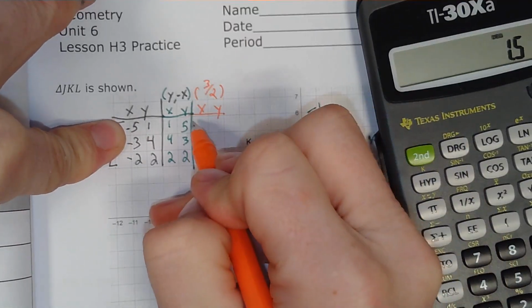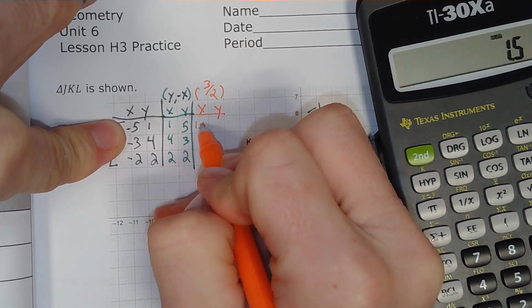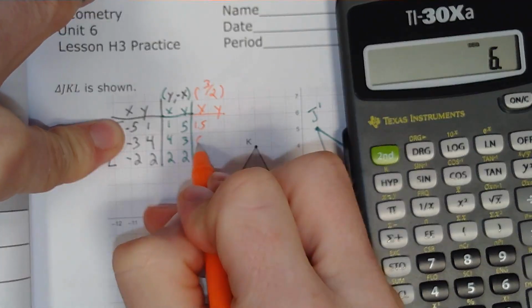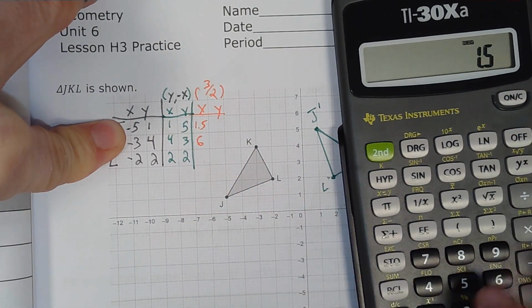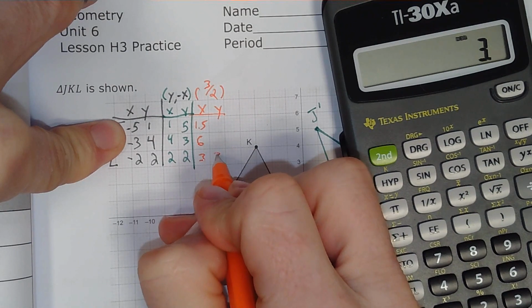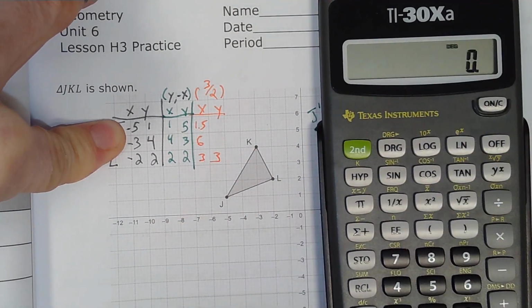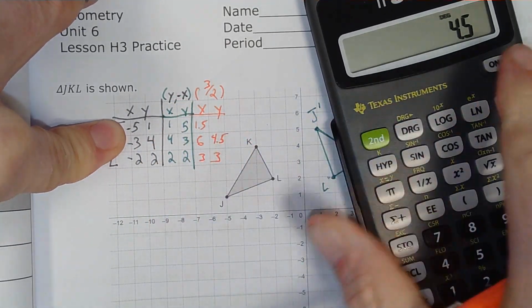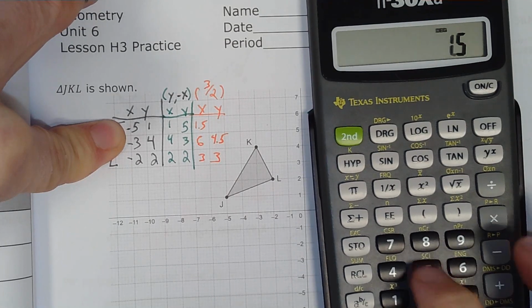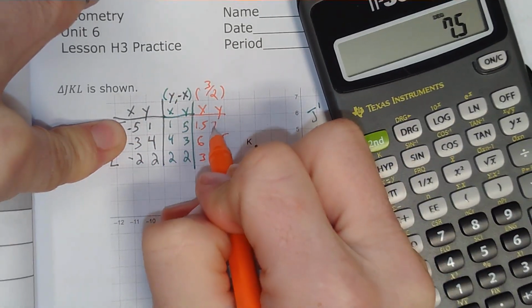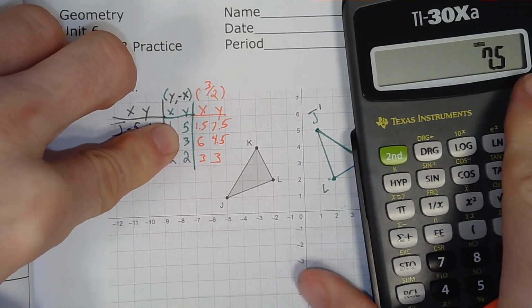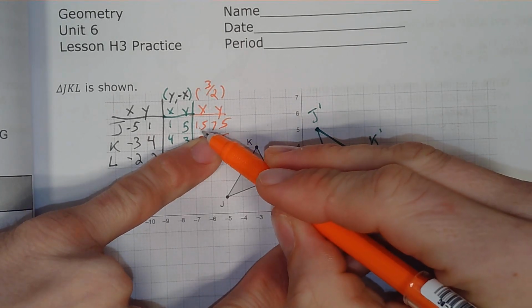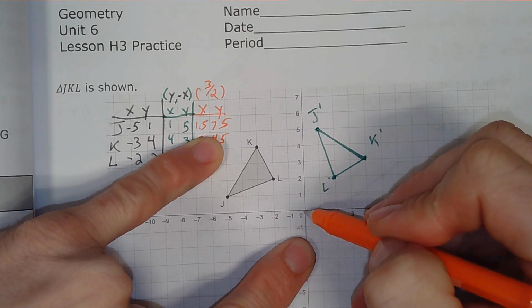Okay, so this is 1 times 1.5 is 1.5. 1.5 times 4 is 6. 1.5 times 2 is 3. 1.5 times 3 is 4.5. And 1.5 times 5 is 7.5. So now I have these new points. So I'm going to dilate (1.5, 7.5) about the origin.